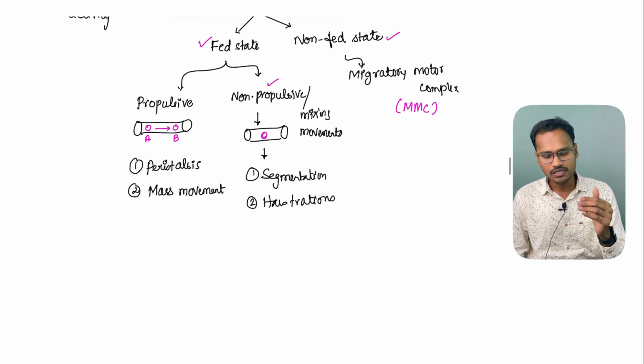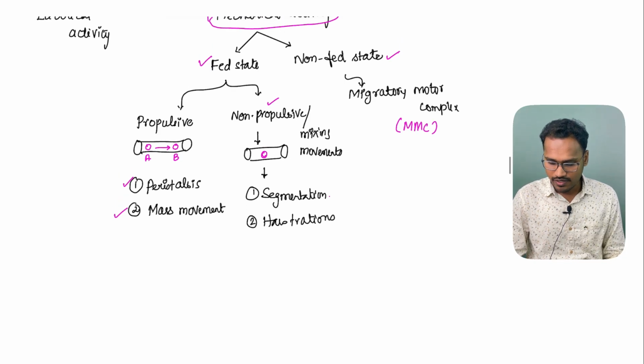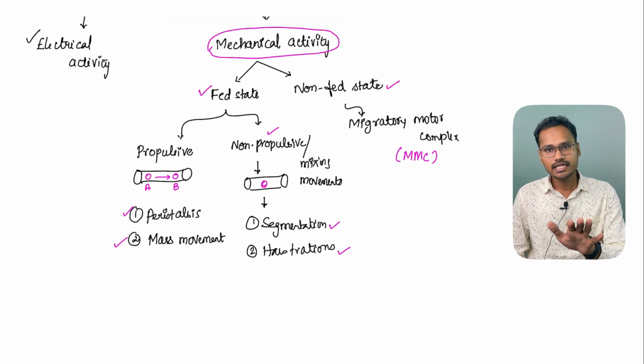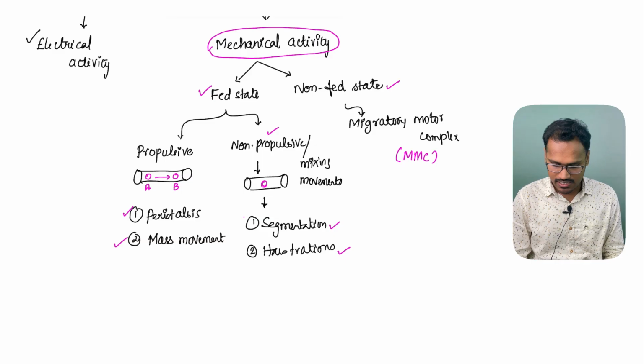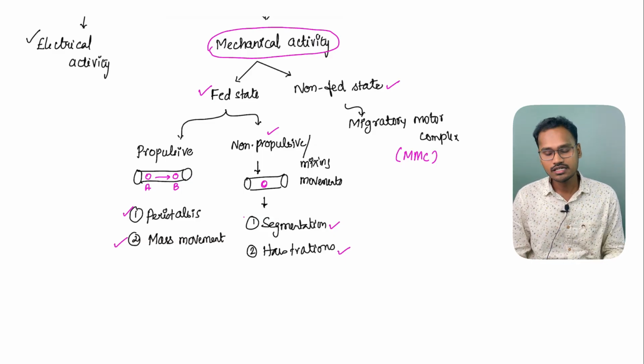So under the propulsive, we have peristalsis and mass movement. Under the non-propulsive, we have segmentation and haustration. This classification is very, very important. So mechanical activity: fed state, non-fed state. In the fed state, propulsive and non-propulsive. In propulsive, we have peristalsis and mass movement. In non-propulsive, it is segmentation and haustration. In the non-fed state, it is the migratory motor complex.